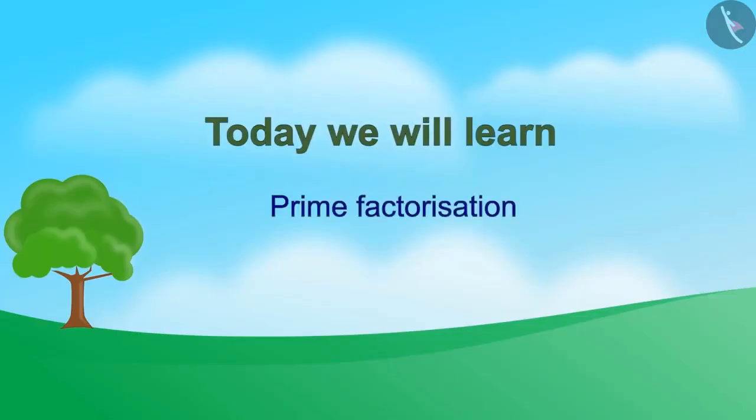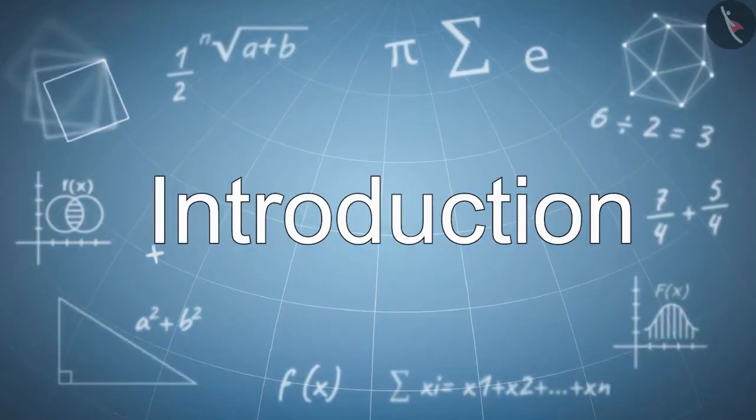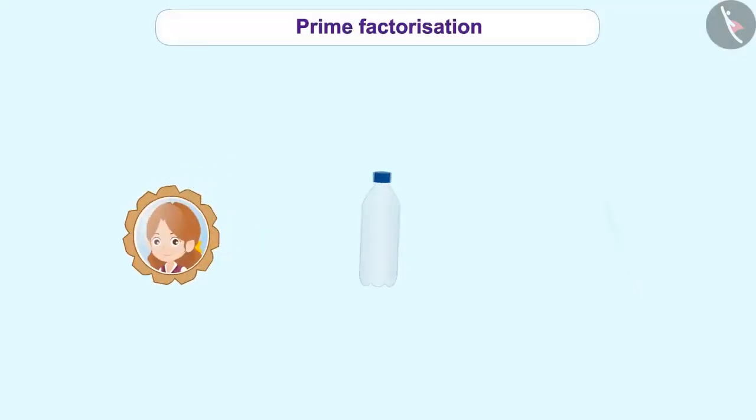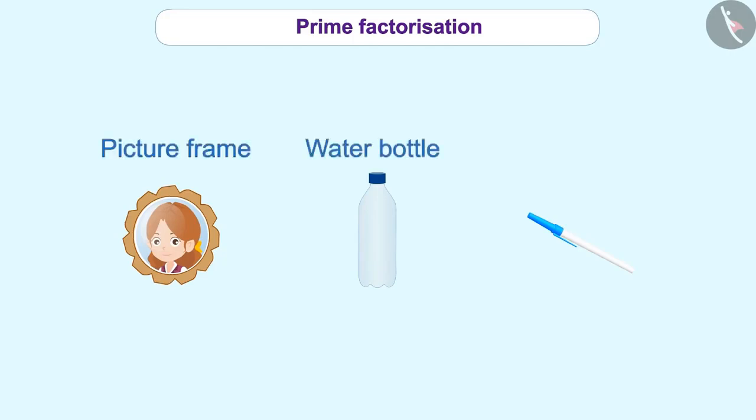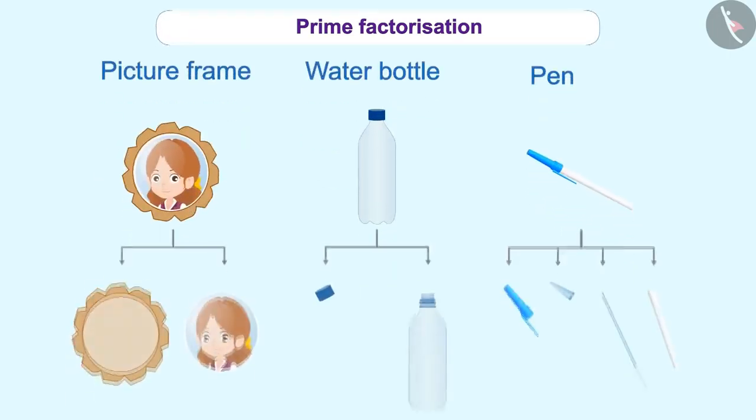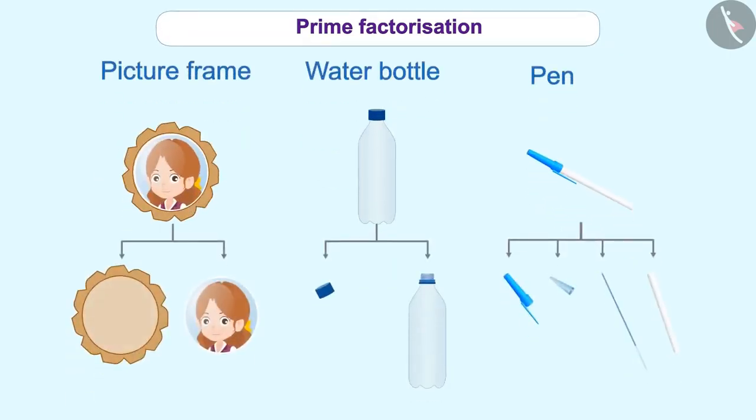Today we will learn about the prime factorization. We see many things around us, like photo frame, water bottle, pen, etc. They are all made up of different parts. It is the same with numbers.